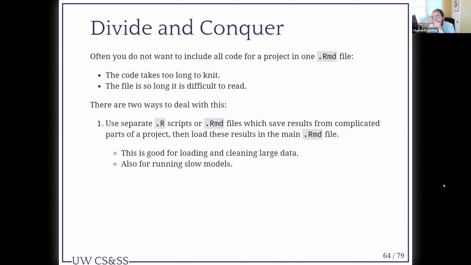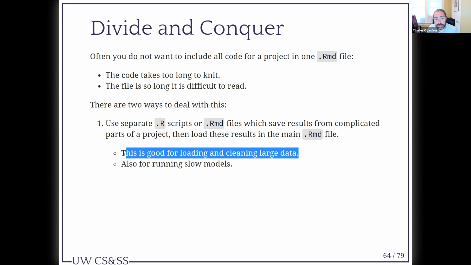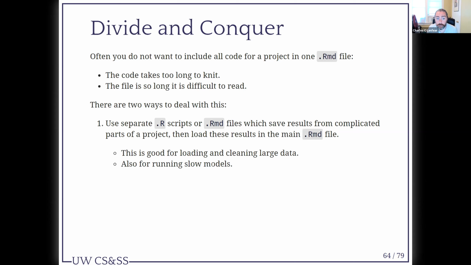So there are two ways to deal with this. One way is to use separate .r scripts or RMD files, which when run, save their results from, say, the complicated parts of the project. And then you load those results. Instead of running the R scripts again, you just load the results in the main RMD file. This is good if you're loading and cleaning large data sets. It's also good for running slow models. You run the model and you just reference its output instead of rerunning it every time you knit a document.